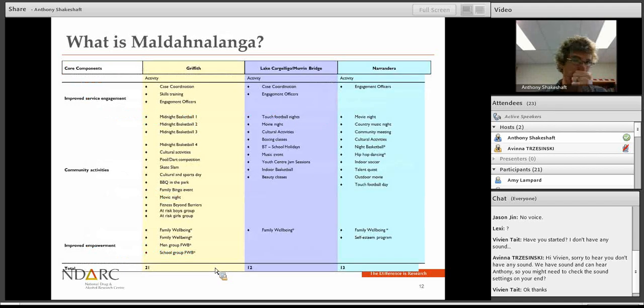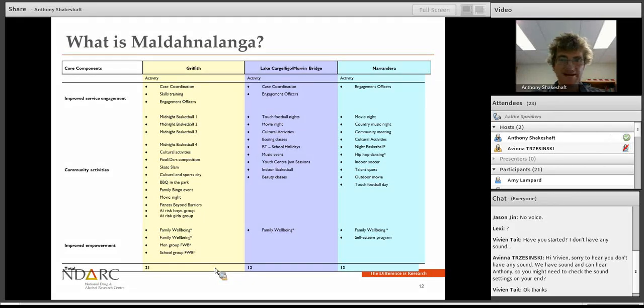Maldahnalanga was the name of the project, which is a Wiradjuri word that means coming together. So the core components, you can see the 3 of them in the first column there: improved service engagement, community activities, and improved empowerment. And then you can see we combined Lake Cargelligo and Murrumbidgee because they're really close to each other. This is just to give you a sense of some of the different activities that happen in different communities. In terms of improved community activities, Griffith, for example, did midnight basketball. Lake Cargelligo and Murrumbidgee did touch football and movie nights, and Narrandera did things like indoor soccer and an outdoor movie night.